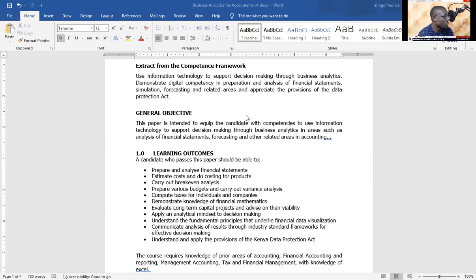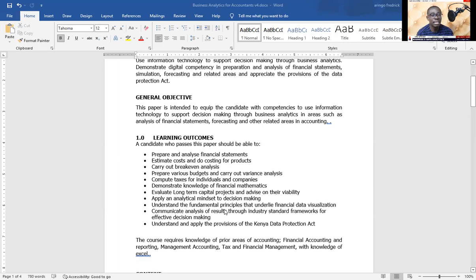So we also have the aspect of computing tax for individuals and companies. At this point, I know we are pro when it comes to theory, but what about the practical part of it? Are you able to compute these things practically? So basically, these are what you'll also be dissecting when it comes to this unit of business data and analytics. So we're also having the aspect of demonstrating knowledge of financial mathematics, evaluating long-term capital projects and advising on their viability, and applying an analytical mindset to decision making.